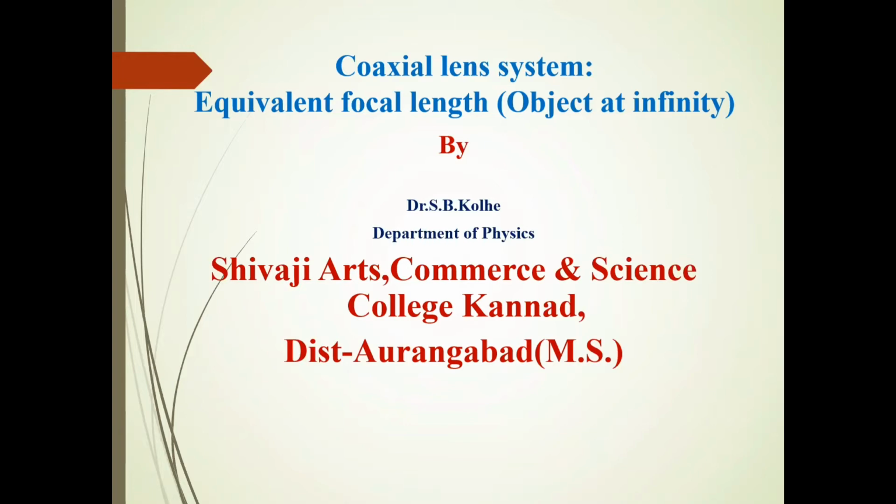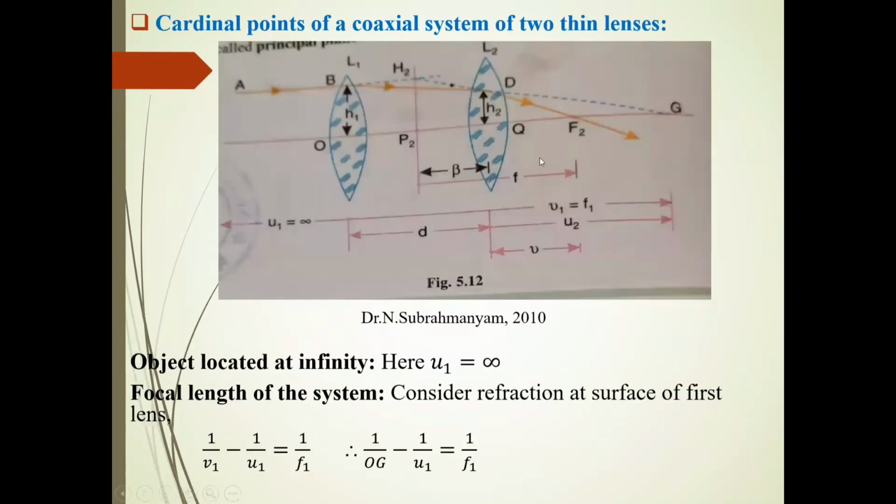Today we will discuss the coaxial lens system, the equivalent focal length when the object is at infinity. Friends, see this diagram. In the diagram, two thin lenses are shown. This is a coaxial lens system, and see the ray AB from the object, which is at a very large distance.